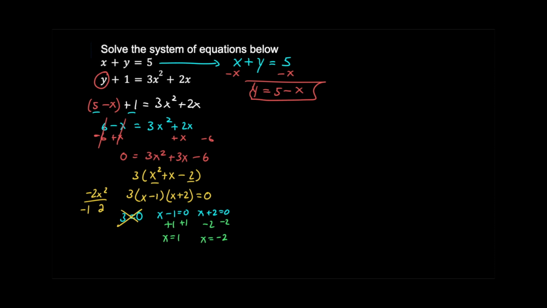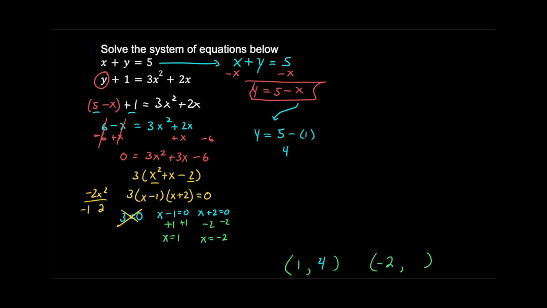Remember that this is a system, so we're not quite done. We did find our two x values, but we still need the y values that go with them. So we have the x values for the ordered pairs. To find the y values, I'm just going to go back up to earlier and plug in my two x values. So I'm going to start by plugging in the 1. So y will equal 5 minus our 1. And 5 minus 1 is 4. So the y value with 1 is 4.